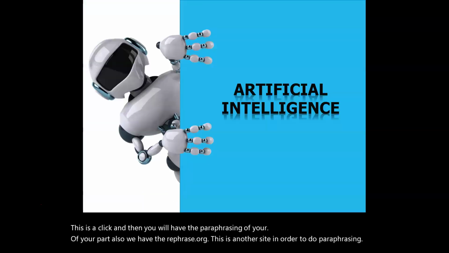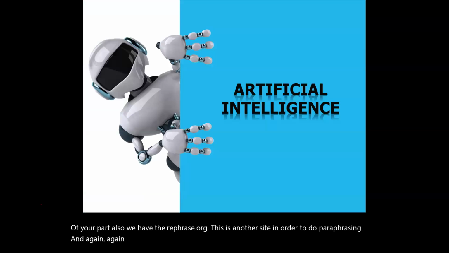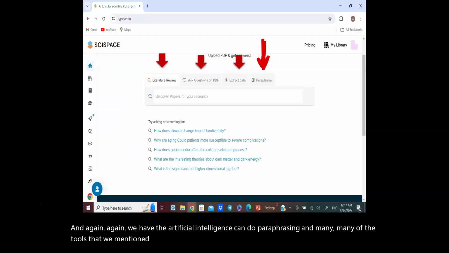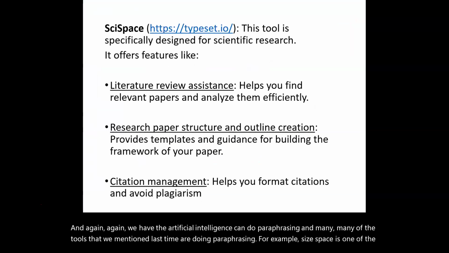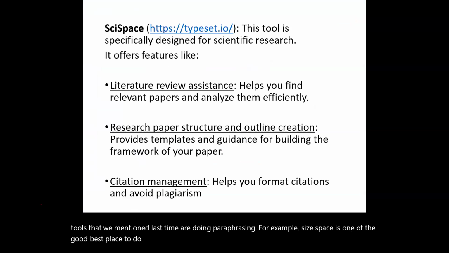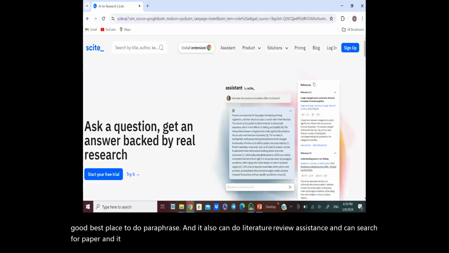And again, artificial intelligence can do paraphrasing, and many of the tools that we mentioned last time are doing paraphrasing. For example, SciSpace is one of the best places to do paraphrasing, and it also can do literature review assistance, search for papers, and do citation management. It can do many things.